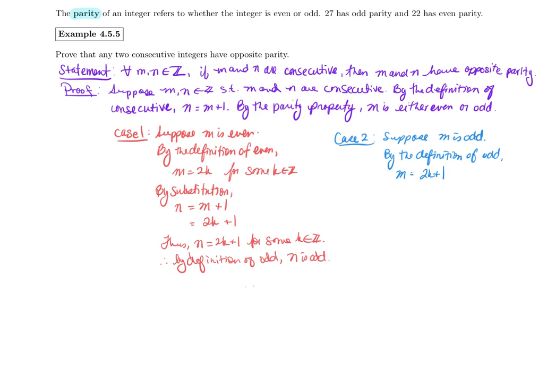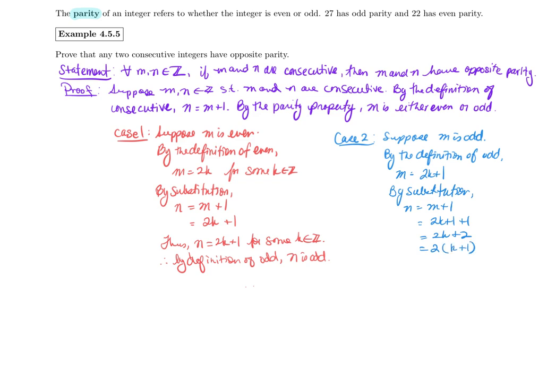So what we need to do next is say that I know by substitution that n is equal to m plus 1. And m here is 2k plus 1 plus another 1. So we get 2k plus 2, which is 2 times the quantity k plus 1.